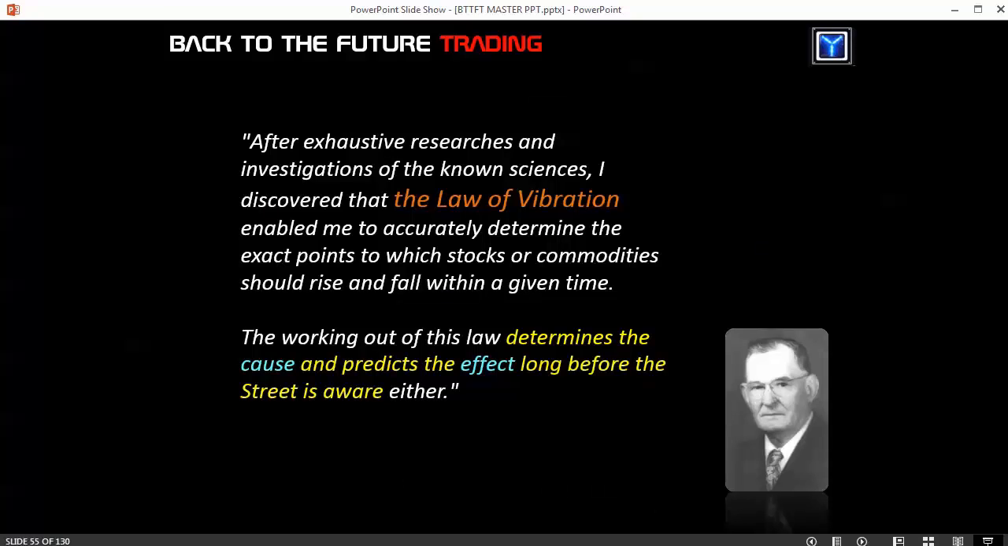After exhaustive researches and investigations of the known sciences, I discovered the law of vibration enabled me to accurately determine the exact points to which stocks and commodities should rise and fall within a given time. The working out of this law determines the cause and predicts the effect. Determines the cause, predicts the effect. Cause, effect.